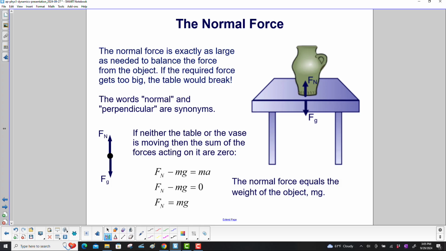The normal force is exactly as large as needed to balance the force from the object. If the required force gets too big, the table would break. The words normal and perpendicular are synonyms. So here's our normal force up, gravitational force down. If neither the table nor the vase is moving, then the sum of the forces acting on it is zero. So normal force minus mg is equal to ma, Newton's second law. Normal minus mg equals 0. So the normal force equals the weight of the object, mg.